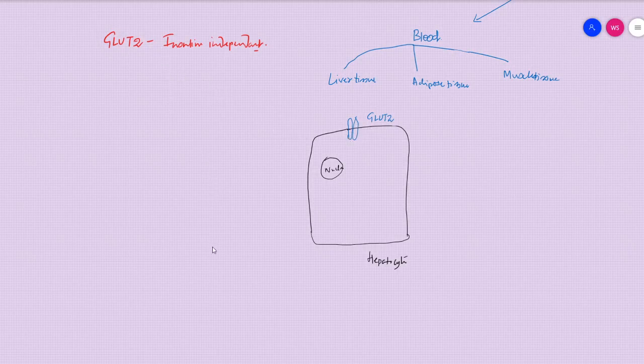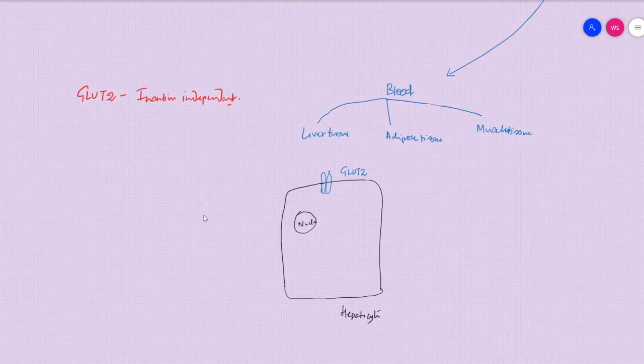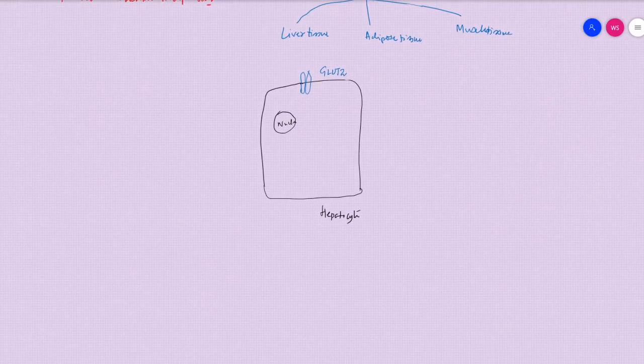In the pancreas too, we saw that it contains Glut 2. So this is insulin independent. The trigger for the activation of Glut 2 depends entirely on the glucose present in the extracellular fluid. Similarly for hepatocytes, glucose enters into the hepatocyte.